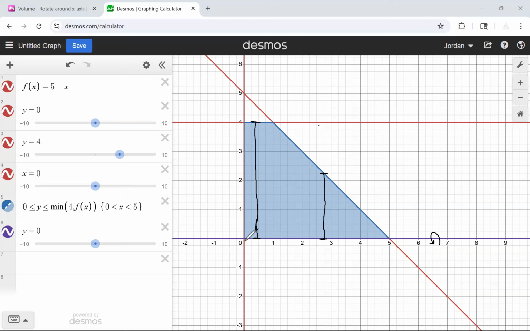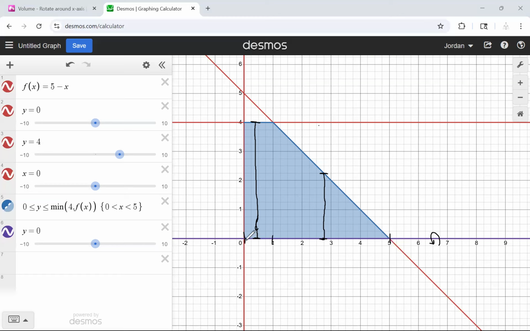Basically, all we have to do is calculate the volume of the object from 0 to 1, and then calculate the volume of the object from 1 to 5. And then together, those 2 values will add together to give me a single volume measurement. So there you go. That's how we're going to do this problem.